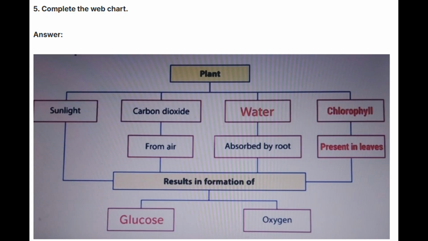Complete the web chart. Answer. Plant. Sunlight, carbon dioxide, water, chlorophyll. Carbon dioxide from air, water absorbed by root, chlorophyll present in leaves. Results in formation of glucose and oxygen.